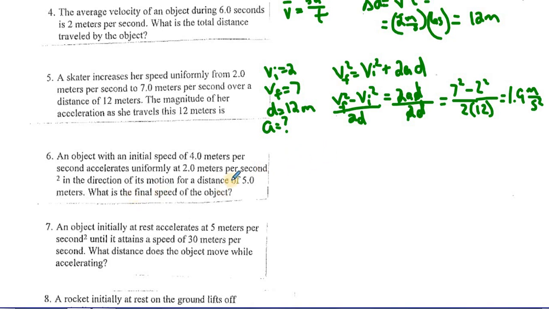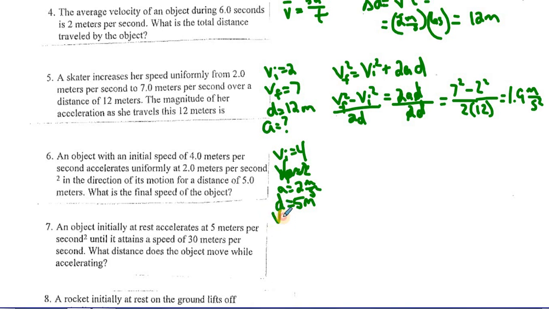All right, next one. An object with an initial speed of 4 meters per second, so I'm just going to write this down as we go, accelerates uniformly with an acceleration of 2 meters per second squared in the direction of its motion. So what that means is that it's going to get faster, and it does so for a distance of 5 meters. Okay, same idea.